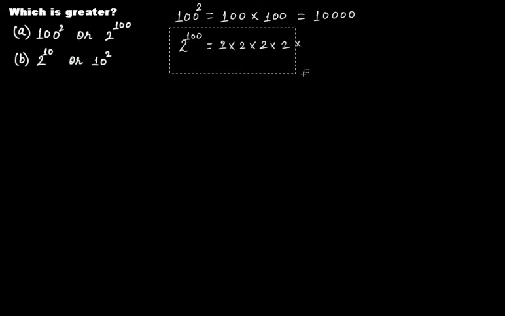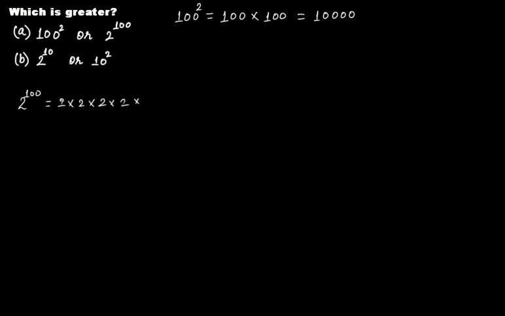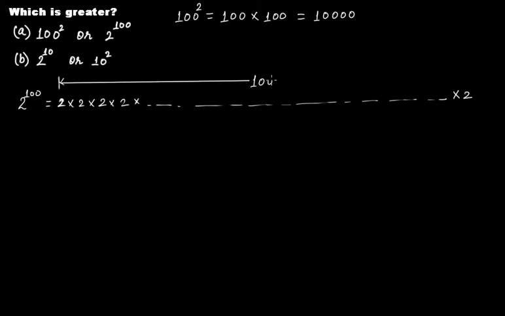Let me copy this here. This is 2 raised to the power 100. Now this is 2 into 2 into 2 into 2 into 2, and we will go on in this way a hundred times, right? We have to write it 100 times and multiply it. So from here to here, how many 2's do we have? We have 100 2's, right? We have written it in this form.